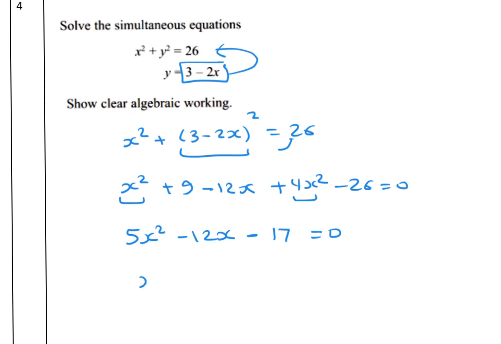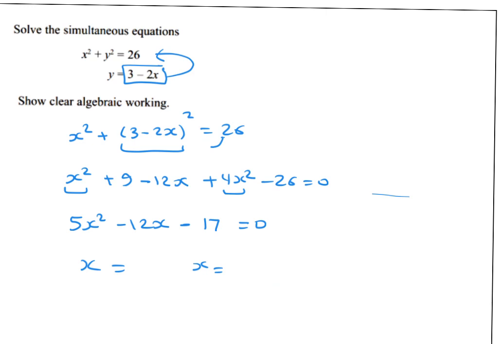Now solve for x. Also you can use the calculator: a is 5, b is negative 12, c is negative 17, then equal. x1 is negative 1, and x2 is 17 over 5.